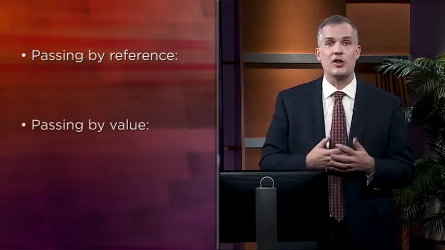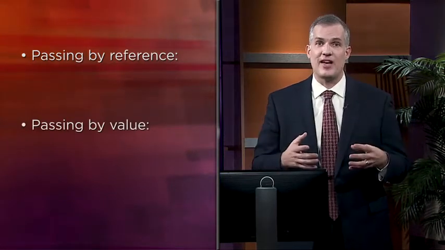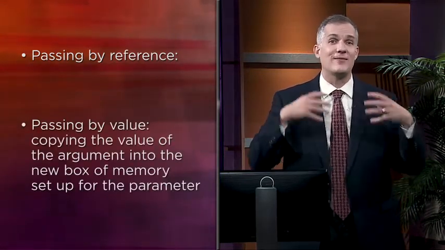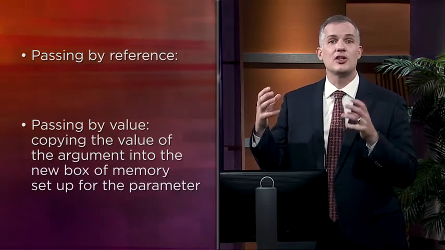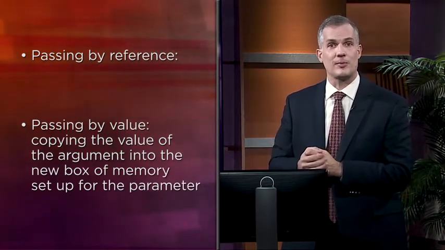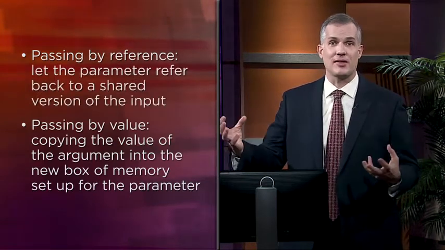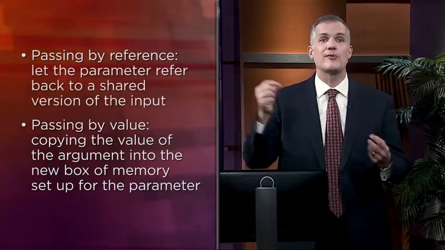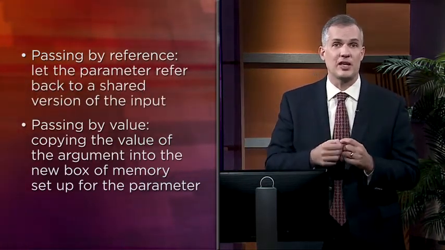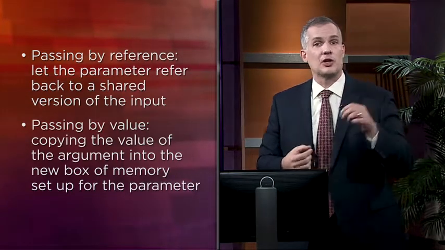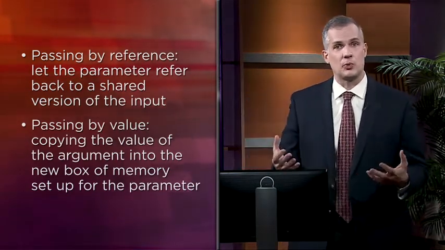The term we use to describe this is passing by reference. That's distinguished from what we've been doing before, which is called passing by value. When we pass by value, we're copying the value of the argument into the new box of memory set up for the parameter. When we pass by reference, we don't copy anything. We just let the parameter refer back to a shared version of the input. So let's see how passing by reference works.